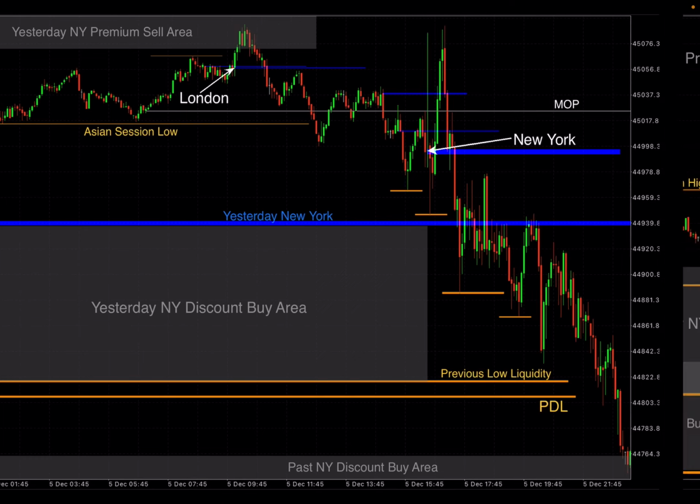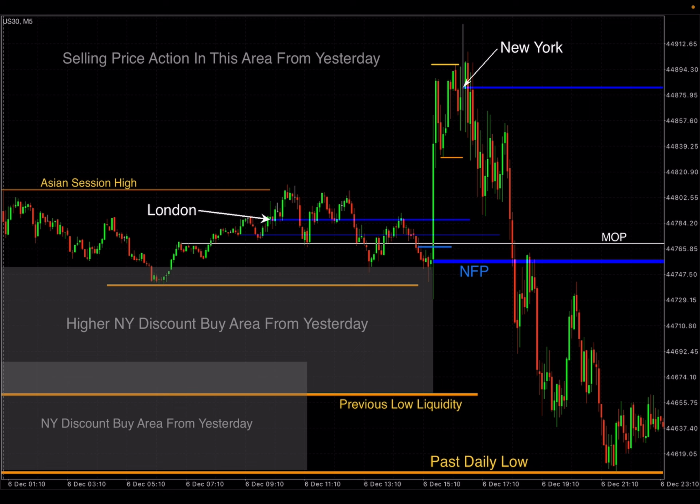6th of December. Now on this you can see, I'm not going to zoom in, you got the push up with the London opening, takes the Asian session high, which then causes a reversal. So you might have got knocked out of this sell, but if anything, you would have made some profit because you would have taken partial profits at the mop area.